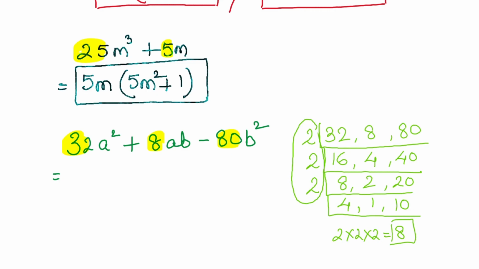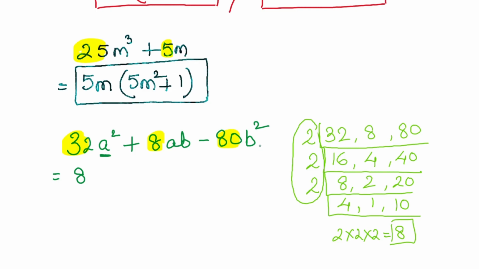Once we figured out the greatest common factor for the numbers, we are going to write it down, 8. And now we're checking out the variables. a square means we have two a's, ab means we have an a and a b, and b square means we have two b's.